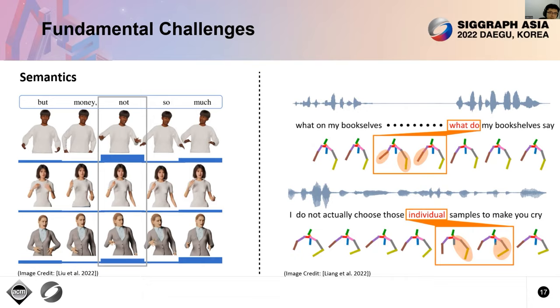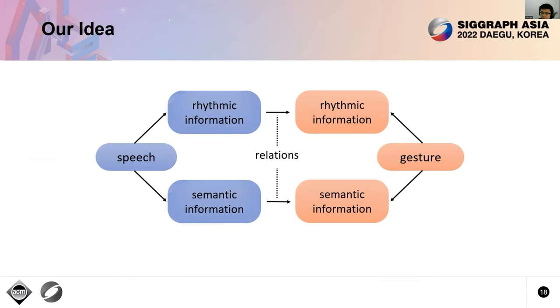So in this work, we were trying to overcome these two problems by explicitly disentangling the semantic information and the rhythmic information of both the speech and the gestures. After this disentanglement, we believe that the relations between the two modalities are easier to learn. And then we can use some learning techniques to build such relations.